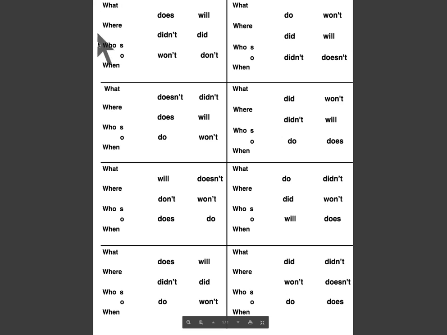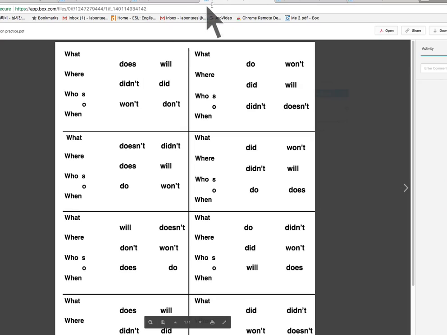So I'll ask the students to make up a question here. So, what does he plan to do? Where did he plan to go? Who won't want to go? Who don't you want to meet? When will he want to go? These the students will be making with the pattern that I give them to facilitate the conversation.